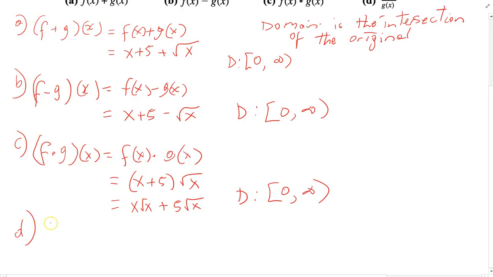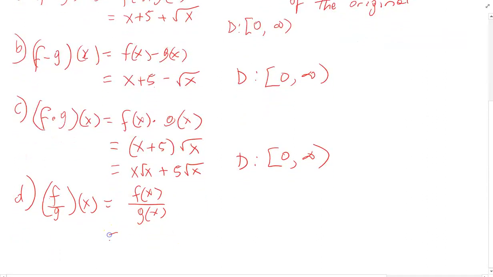Part D, we have f of x over g of x, which is f over g of x, which is our new function. Provided that g of x is not equal to 0, then we will have an output for this function. It will be x plus 5 over radical x.